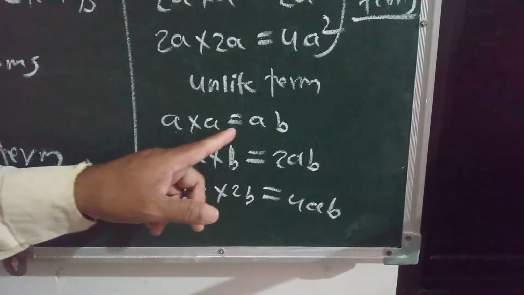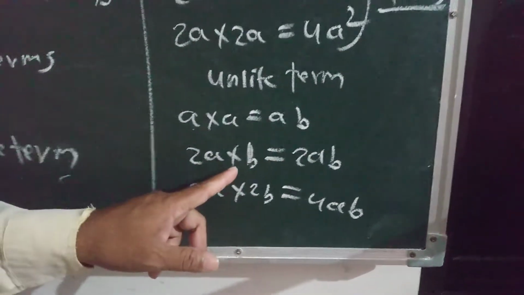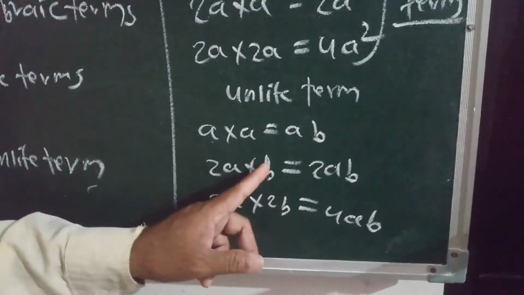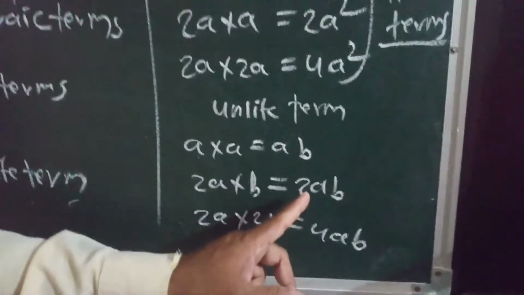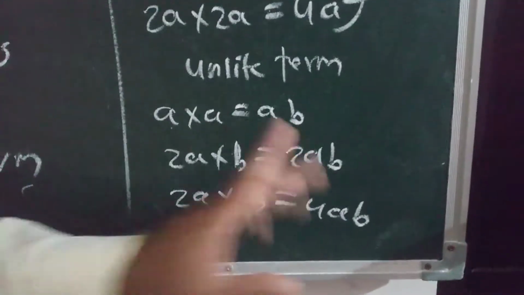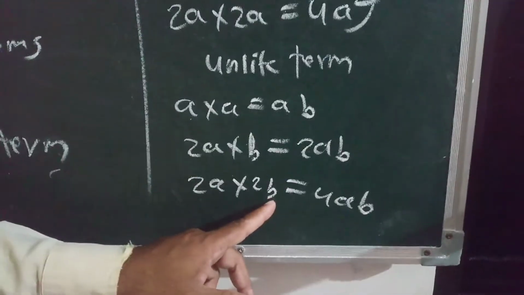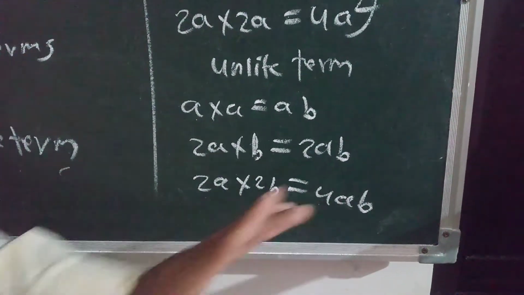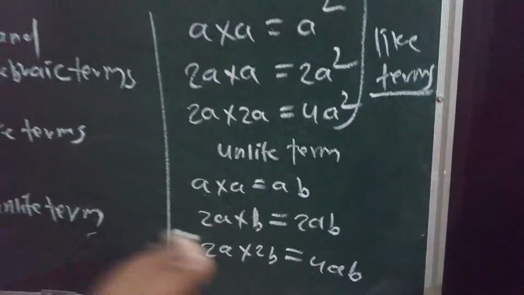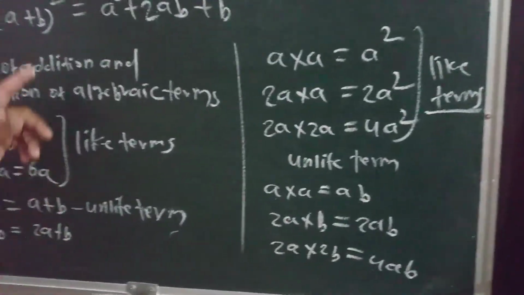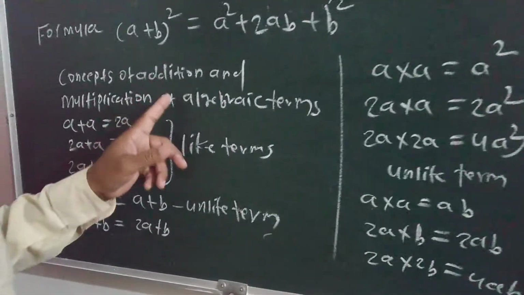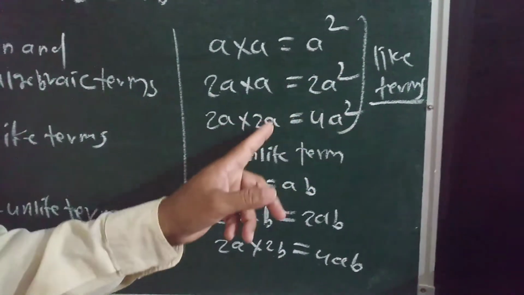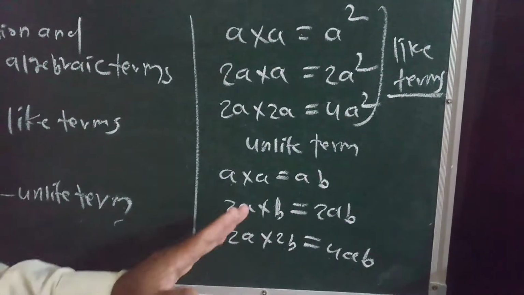a into b equal to ab, 2a into b is equal to 2ab. 2 is a coefficient and 1 is a coefficient. 2 into 1, 2, a into b, ab. 2a into 2b, 2 into 2, 4, a into b, ab. So these are the basic concepts of addition and multiplication of algebraic terms, like terms and unlike terms.